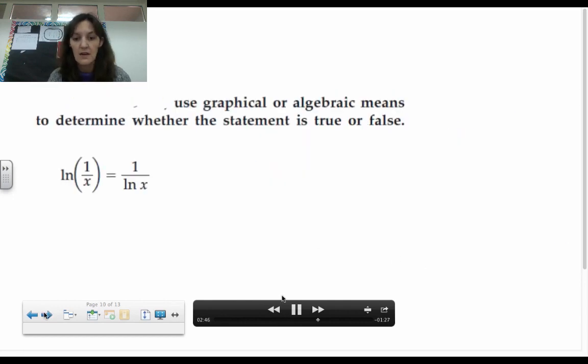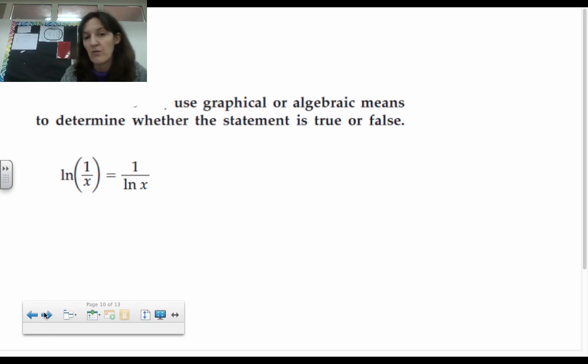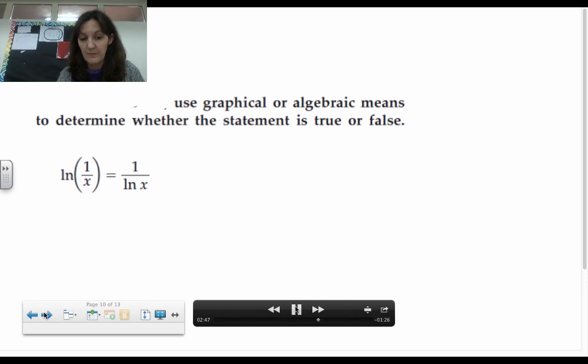Okay, Example 3. Now we're going to talk about being able to prove things. You did a lot of proof stuff in geometry, I hope, or in integrated you did some proofs. This one is one where I want you to be able to prove that something is either true or false. Most of the time it's false. Now it says use graphical or algebraic means. You can plug it into a graphing calculator. That's perfectly acceptable, but I'm going to do it using algebraic methods.